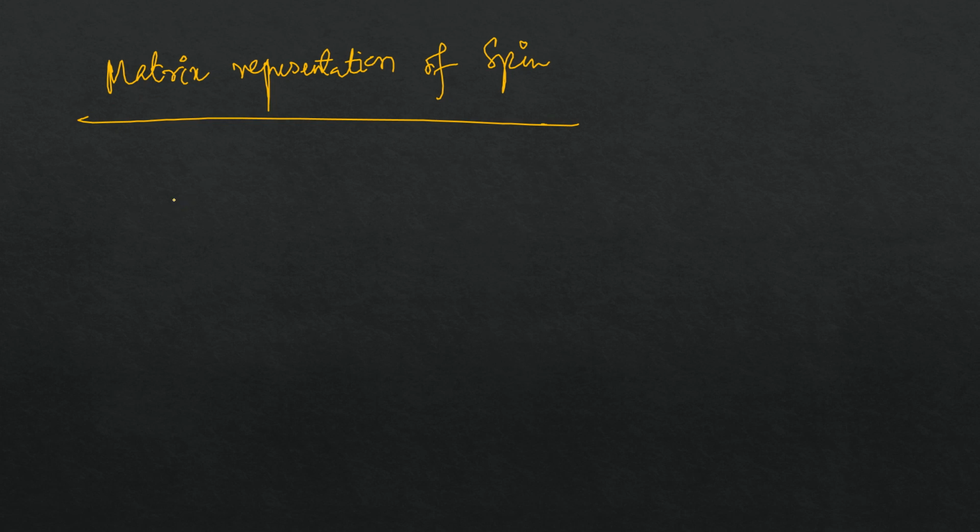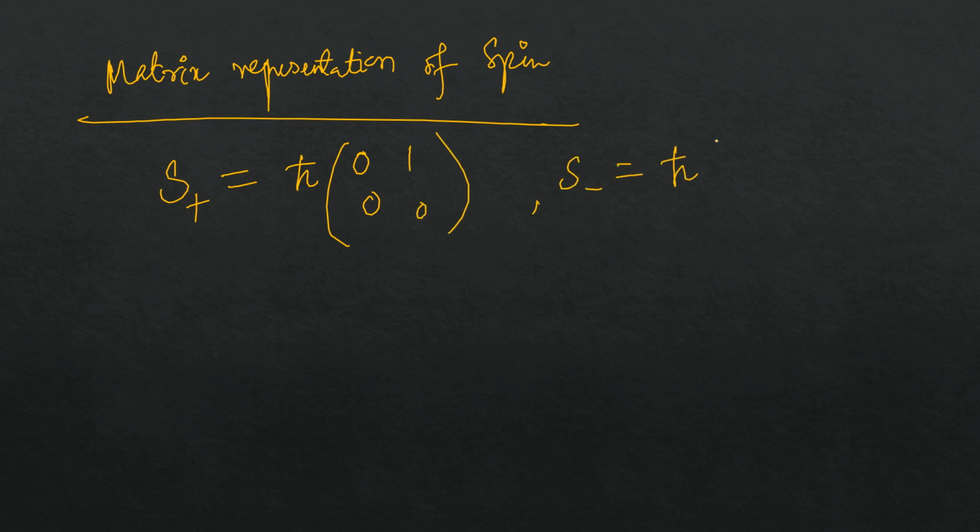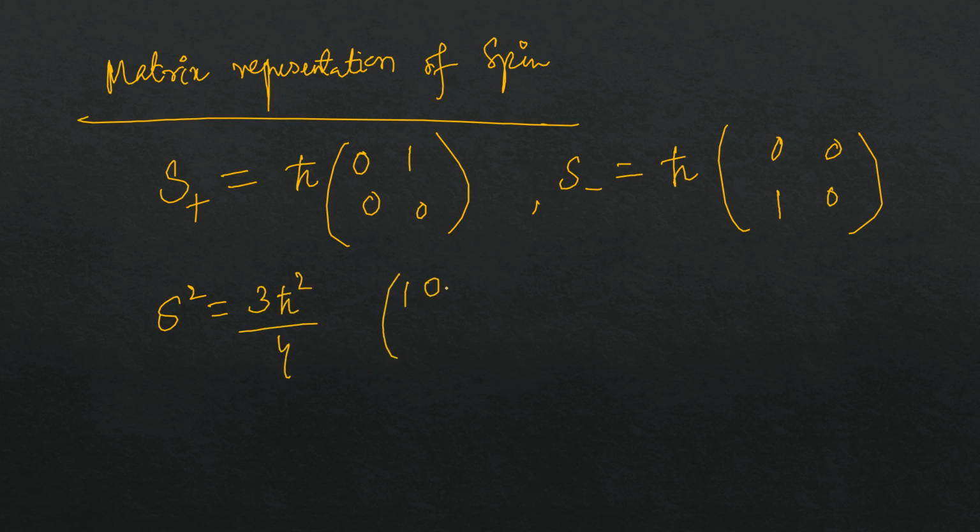Matrix representation of spin. So we know, remember this. S plus would be written as h cut times the matrix 0 1 0 0. S minus will be written as h cut times the matrix 0 0 1 0. Okay, and your S square is how much? 3h cut square by 4 times the matrix 1 0 0 1.